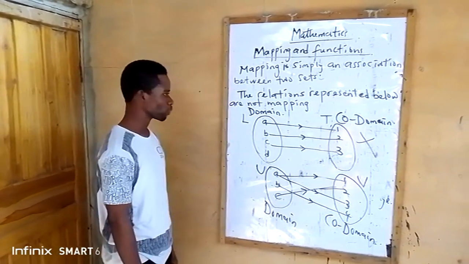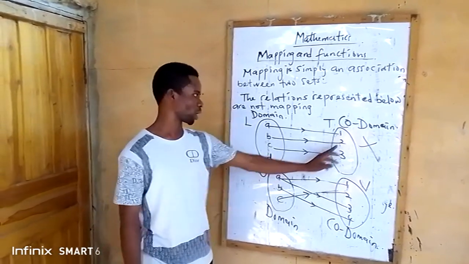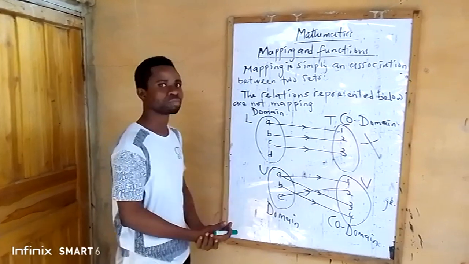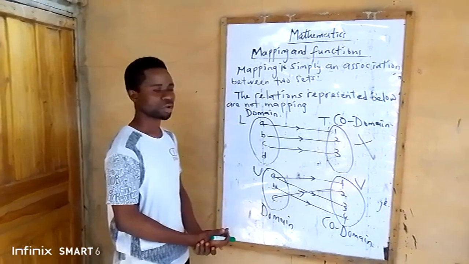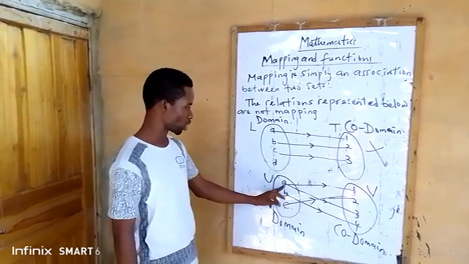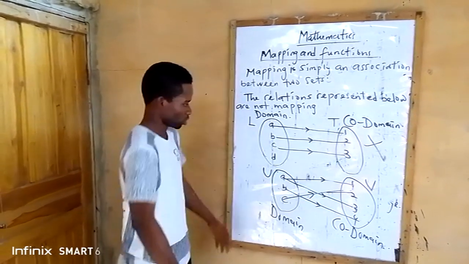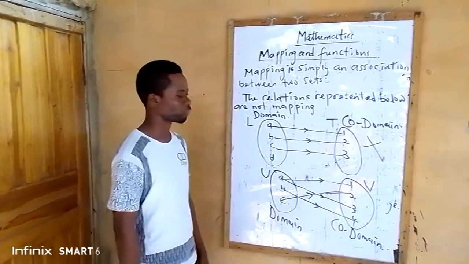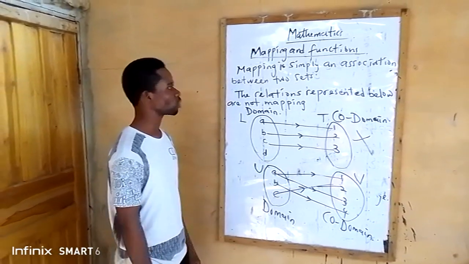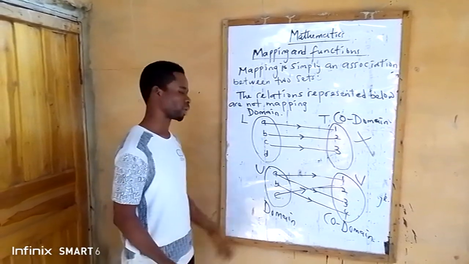But if, let's say, D pairs with one of these three, the diagram becomes a mapping and function diagram. If I say functions, it is because all these are real numbers. Or in this one, let's say this A does not pair with 3 also, so nothing happens to it. It's still a mapping and function. But because the A alone pairs with two elements in codomain, that shows that it's no more a mapping and function diagram. Let me show you ordered pairs in mapping and function.